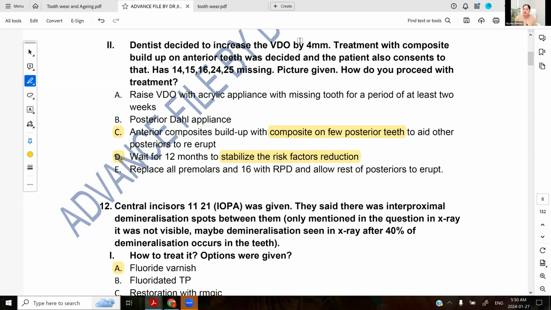You can wait for the RPD after restoring the 7s and the 8s that are still present. 7s are present in the maxilla. 6 and 7s are present in the mandible. So we still have 6 and 7 contacts in the left quadrant. In the right quadrant, we still have the 7 contact. If not contact, at least the molars are still present. And we are raising the bite by 4 mm. So how will we raise the bite? By supra-eruption, is that correct?